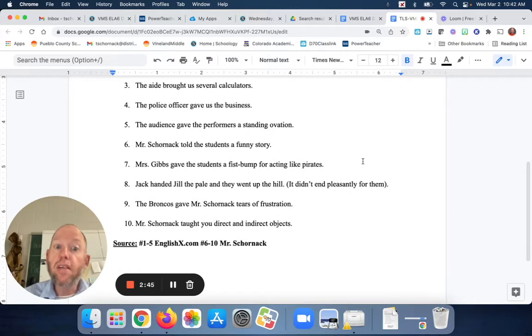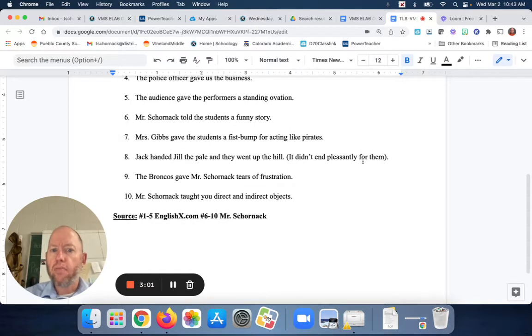7, Mrs. Gibbs gave the students a fist bump for acting like pirates. 8, Jack handed Jill the pail and they went up the hill. It didn't end pleasantly for them. I'll explain that story. 9, the Broncos gave Mr. Shornack tears of frustration. 10, Mr. Shornack taught you direct and indirect objects.